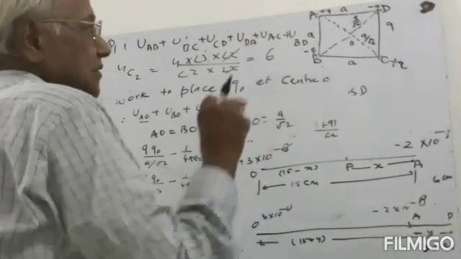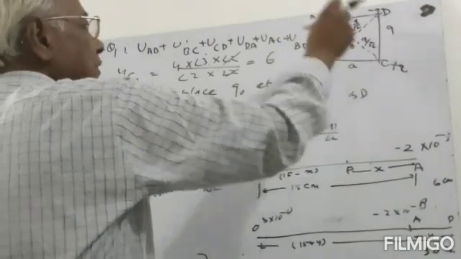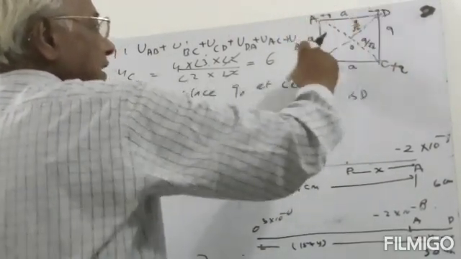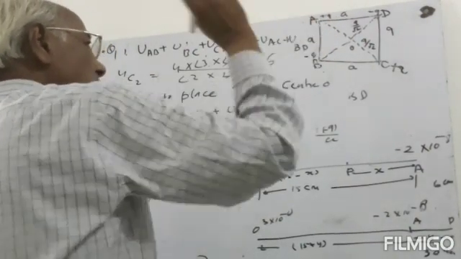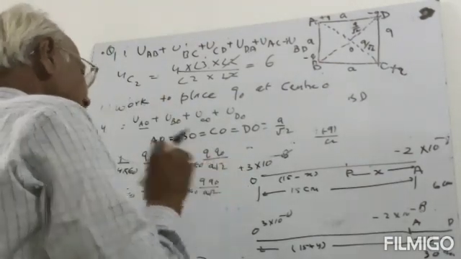of the square in which at these two corners the positive charges are there and at these the negative charges are there. Their magnitude is the same, direction is different. So the total work done.